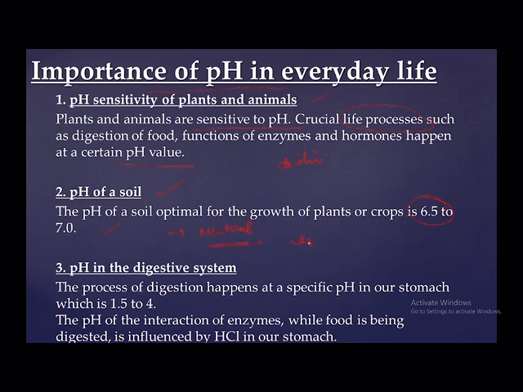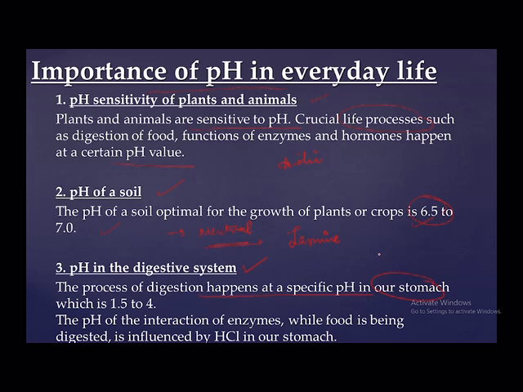If you take jasmine as the example, it tends to prefer more acidic soil, whereas most of the common flowers such as roses and petunia use 6.5 to 7 as their normal pH range. Next, in the case of the digestive system, the process of digestion happens at a specific pH in our stomach.